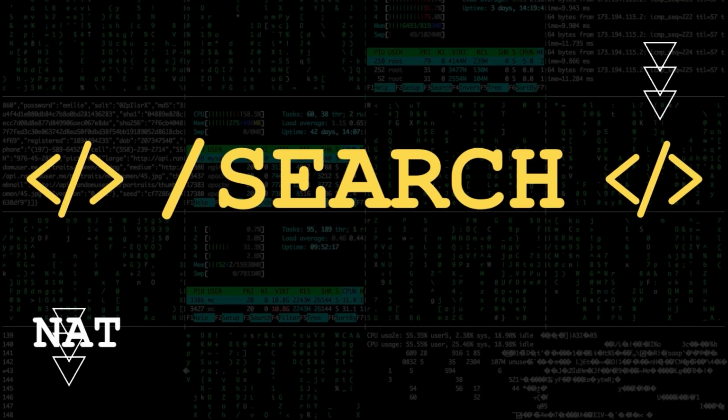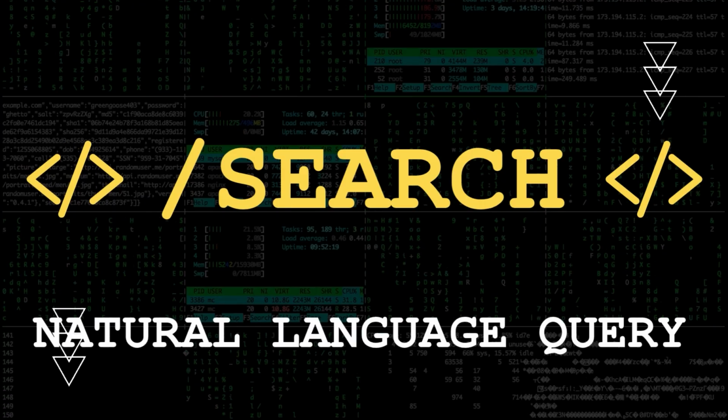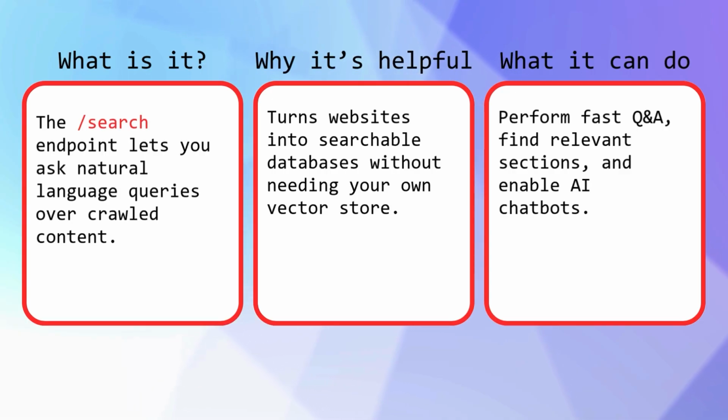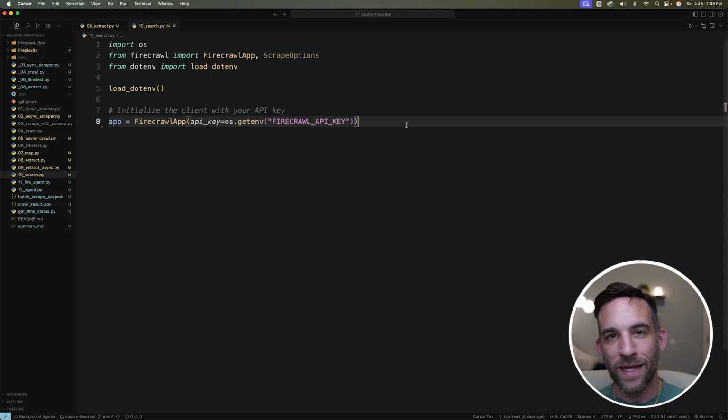Okay, and now we have the search endpoint, which allows for natural language queries. Basically this endpoint lets us ask natural language queries over crawled content. This can turn websites into searchable databases without needing your own vector store. It can perform fast Q&A, find relevant sections, and also enable AI chatbots. So let's go ahead and code this one.